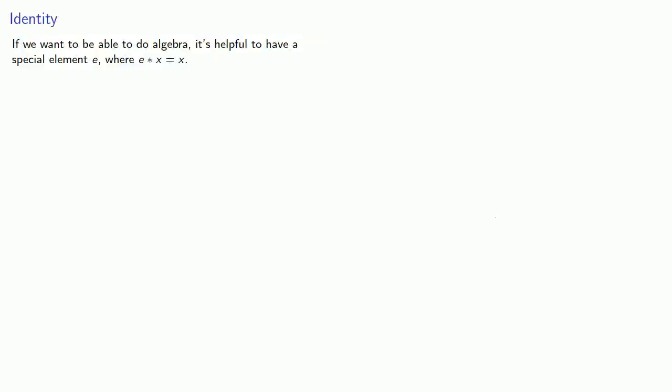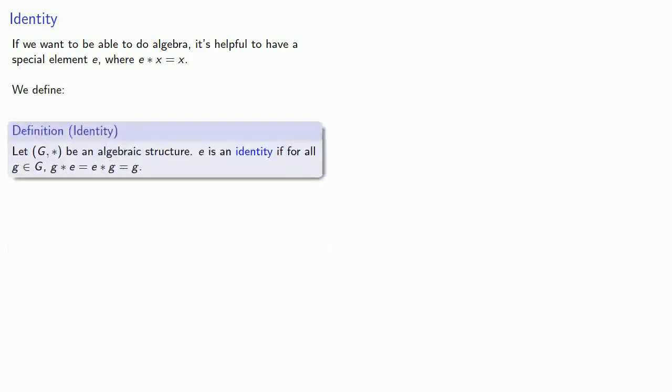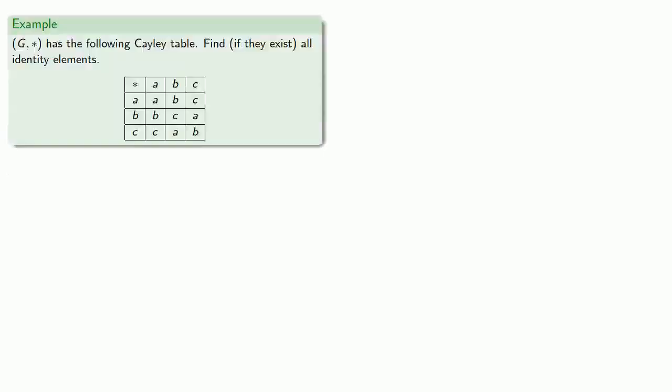If we want to be able to do algebra, it's helpful to have a special element E, where E star X is X. And so we define, let G star be an algebraic structure, E is an identity if, for all G, G star E is E star G is G. In other words, operating with E gives you what you started with. For example, suppose G star has the following Cayley table. Let's find, if they exist, all identity elements.